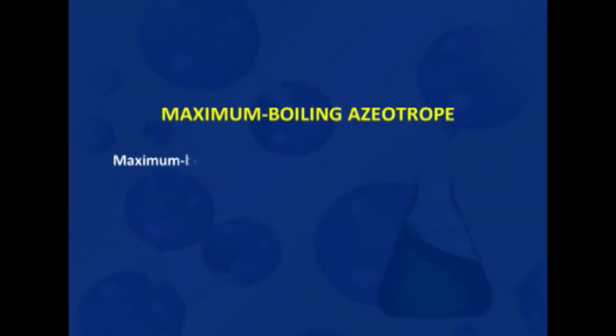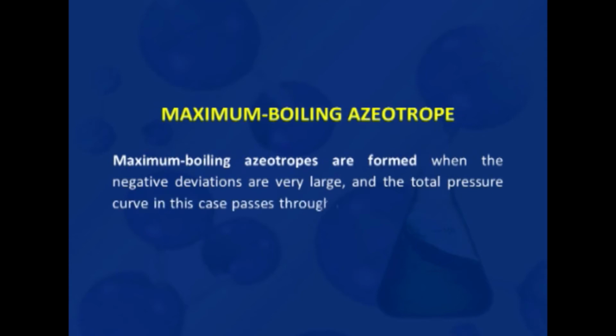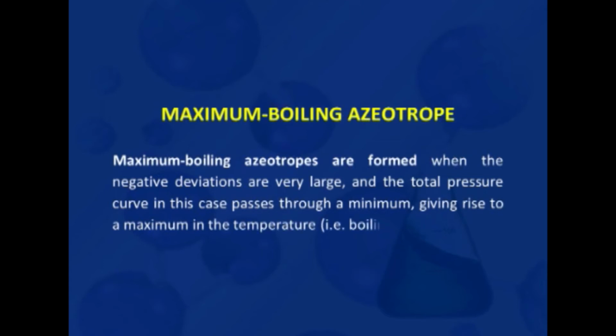Another type of azeotropic solutions are maximum boiling azeotropic solutions. These type of azeotropic solutions are formed when negative deviations are sufficiently large and the total pressure curve in this case passes through a minimum, giving rise to a maximum in the temperature, that is boiling point.